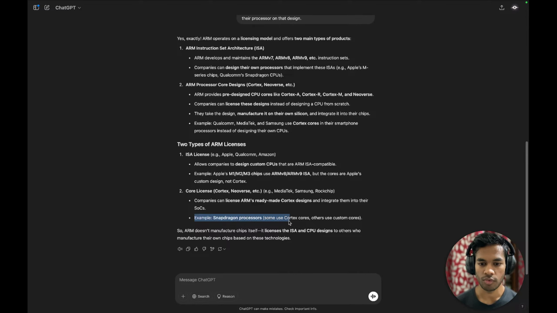Snapdragon processors use Cortex cores, others use custom cores. So ARM doesn't manufacture chips itself. It licenses the ISA and CPU designs to others who manufacture their own chips.